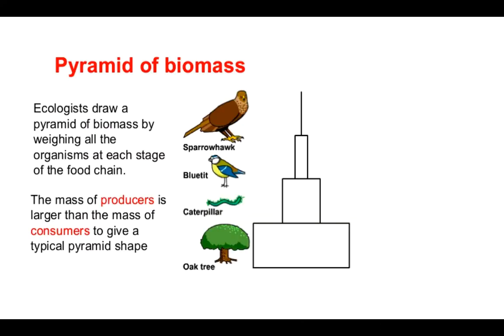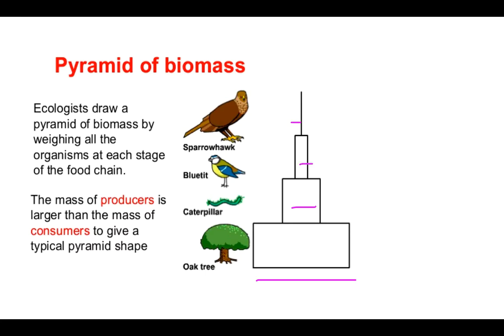I want to address a pyramid of biomass. Biomass is a measure of the amount of dry mass per unit of area found in each trophic level. For example, it might be measured in grams per meter squared. And what we see on land is that for the food chain and food web to be stable, there needs to be a greater amount of biomass in the producers.